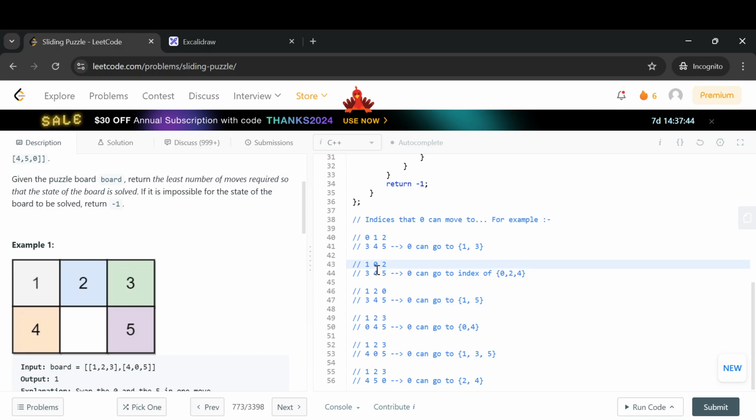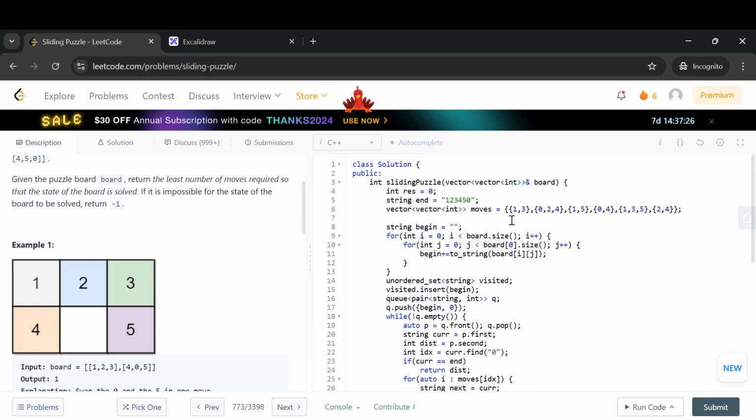as index number 4. Supposing we convert the matrix into a 1D array, the indexing will go like this: 0, 1, 2, 3, 4. Similarly, we have jotted down the other possible scenarios as well, taking zeros on all possible cells. So this is how the matrix will look. Given the position of 0, you are allowed to move to these indexes.